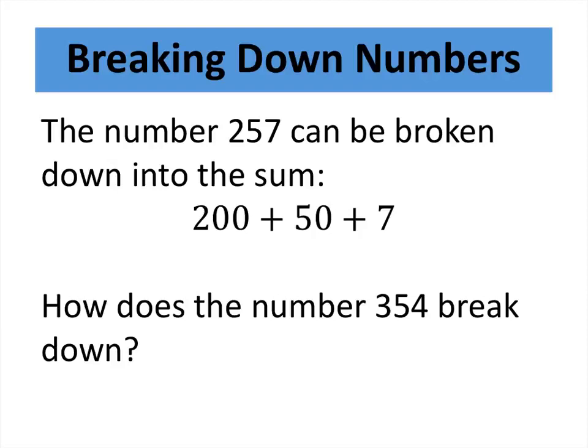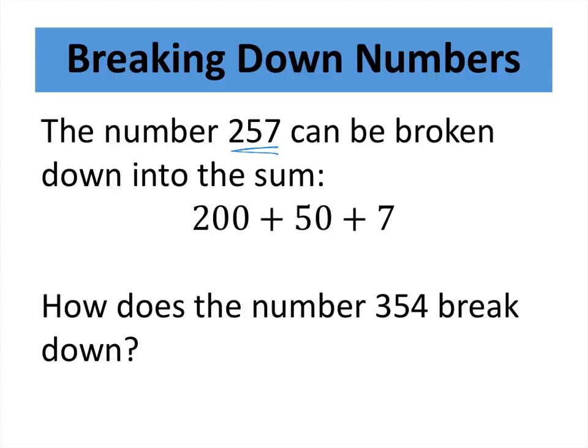So the basis of polynomial multiplication is really thinking about breaking down numbers, and that might seem a little bit odd, but it's really important to understanding how polynomial multiplication works. So if we think about the number 256, it can be broken down into three parts: the hundreds part, the tens part, and the ones part. So we've got 200 plus 50 plus 6.